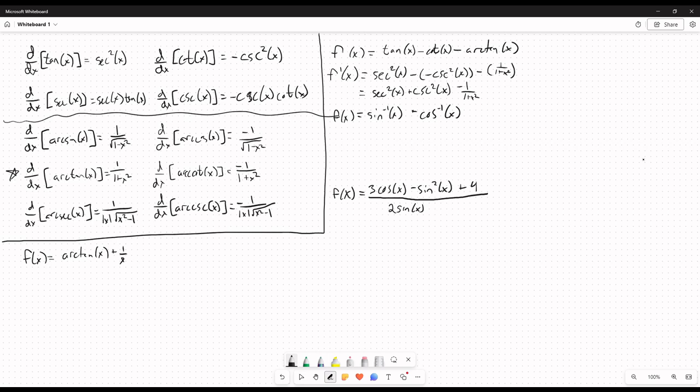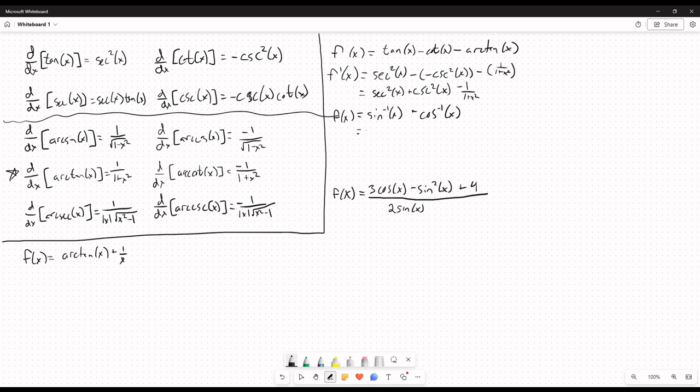This problem is here mostly to remind you that sine inverse is the same as arcsine. This is not the same as cosecant, so just remember that. This means the inverse function, not 1 over sine.